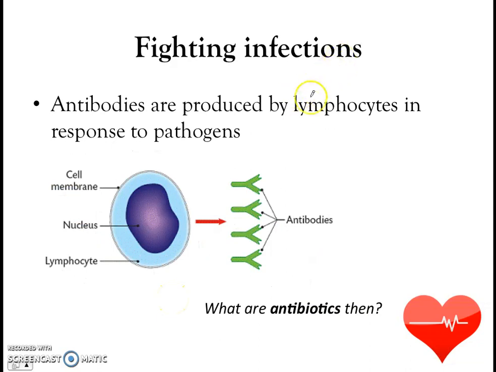Now the other type of white blood cell, the lymphocytes, also play a role in fighting infections, except they do not carry out phagocytosis, but they produce antibodies. And they produce antibodies in response to pathogens. Now pathogens is just a very nice scientific word to refer to all types of foreign particles and foreign invaders. For example, your bacteria and your viruses. All these are examples of pathogens. So when a lymphocyte senses a pathogen, it produces antibodies like these.